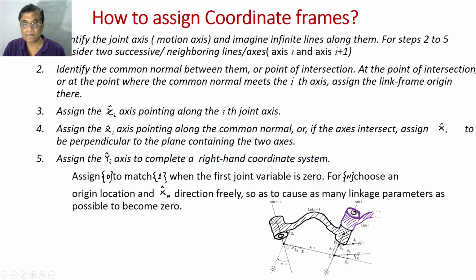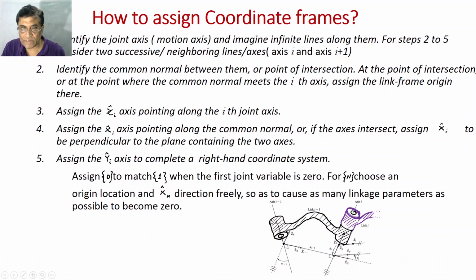And what will that be? The common normal will be perpendicular to this axis as well as to this axis, and you assign the x-axis there. So the x-axis is towards the direction of the common normal, the z-axis is towards the direction of the motion axis. Link after link you do that, okay? And where to put the origin? Wherever you see that it is meeting, that will be the origin of the (i minus 1) coordinate frame. Where is the i coordinate frame origin? Here. Why? Because there is another link whose common normal is this, which is meeting the i coordinate frame here. So that you will have to understand.